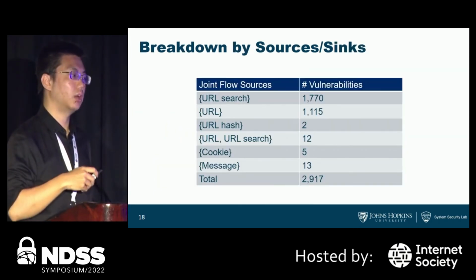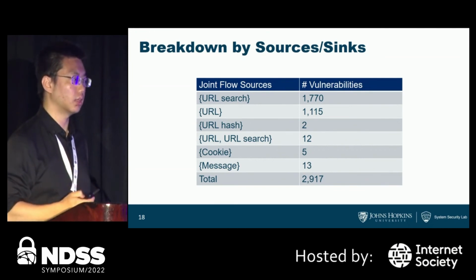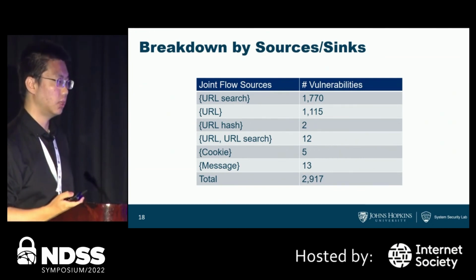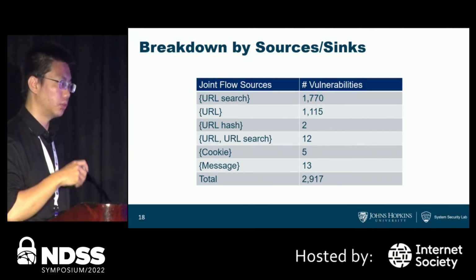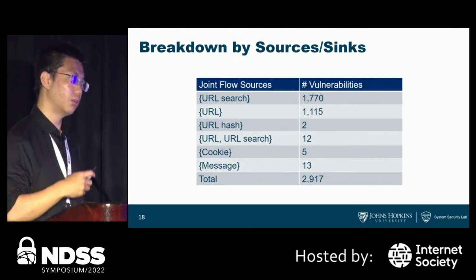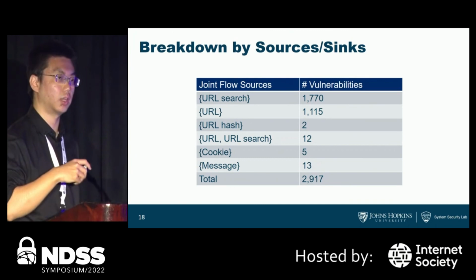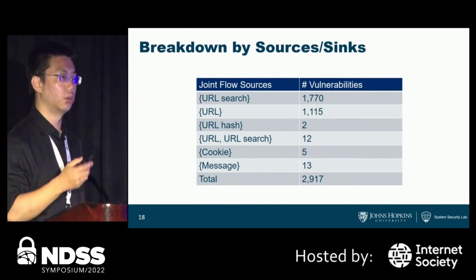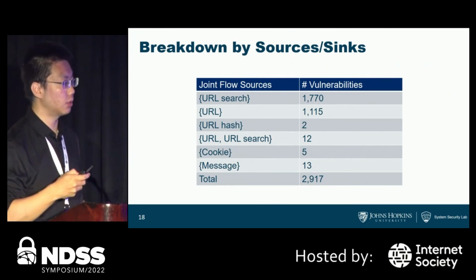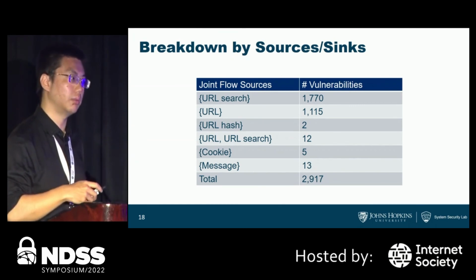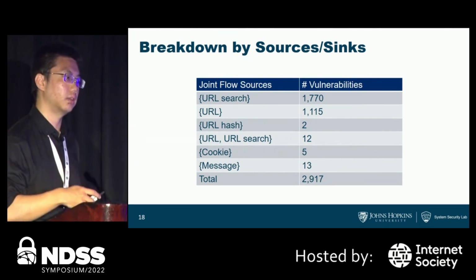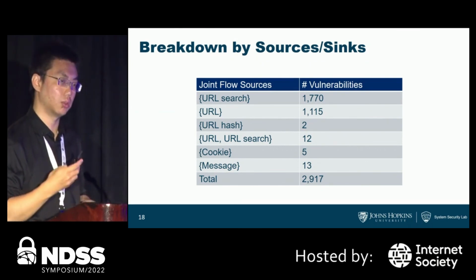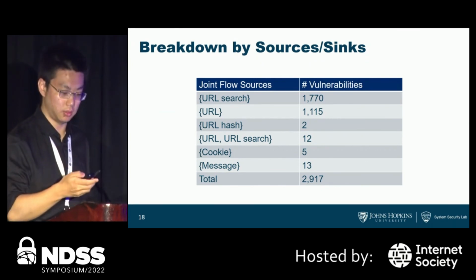Then we also break down our vulnerabilities by sources and sinks. For the joint taint flow sources, there could be multiple sources, such as URL search, URL hash, and URL, like document.location and location.search. And then there could also be cookies and messages as the joint flow sources. Namely, the adversary injects the property by document.cookie or by the postMessage function.